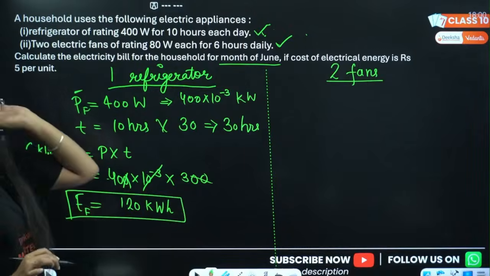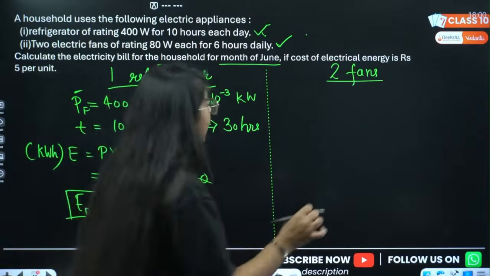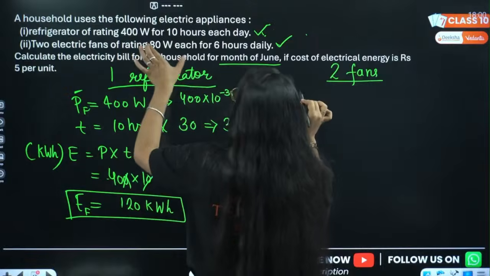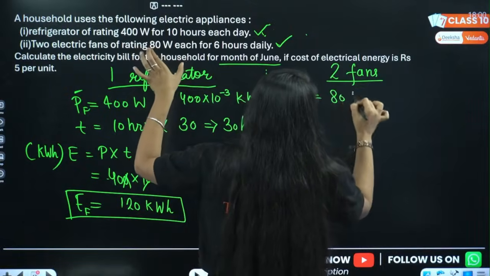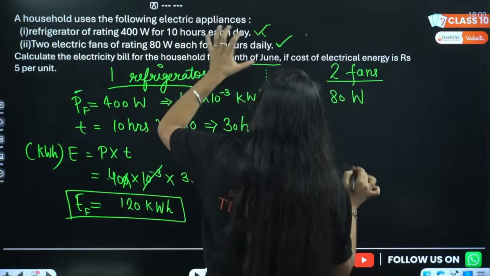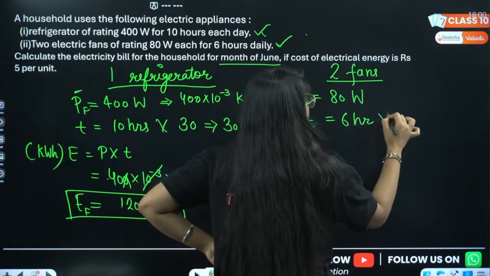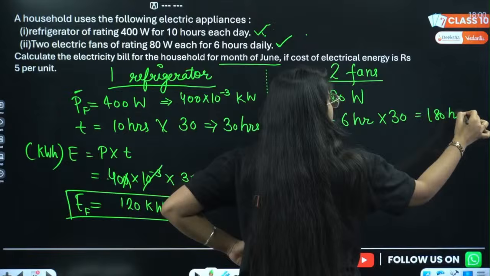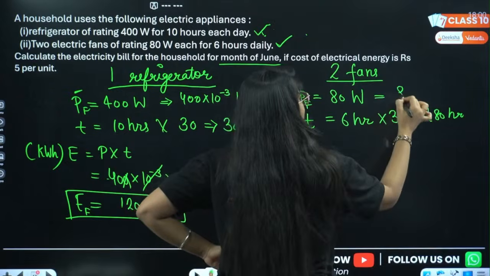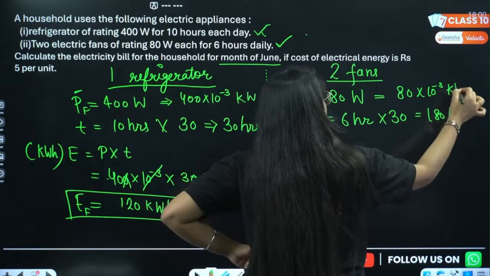Now we have two fans. Let us calculate for the first fan, right? For one fan, power is 80 watt, correct? Each is used for 6 hours daily, and for the month of June, multiply by 30, that will be 180 hours. And if you convert this into kilowatt hours, this will be 10 raised to power minus 3 kilowatt.